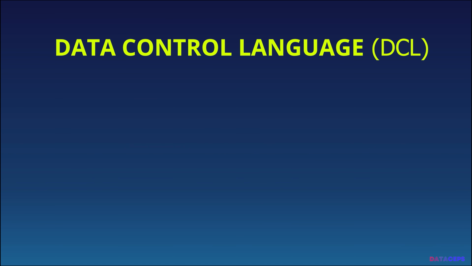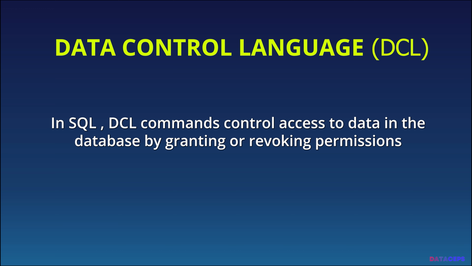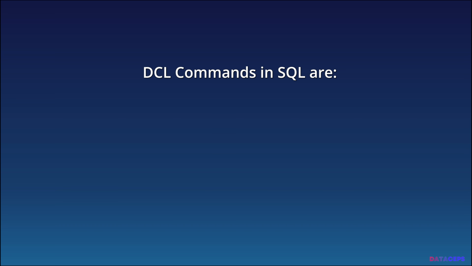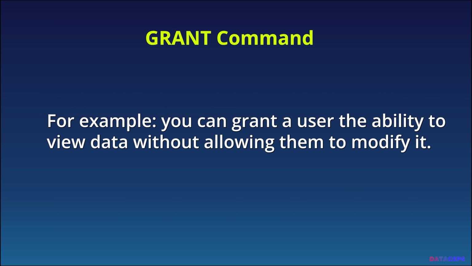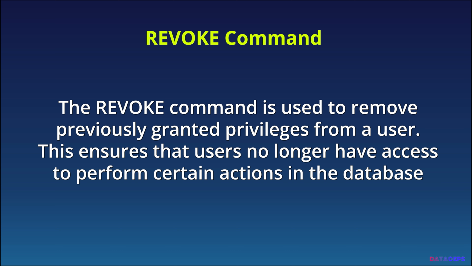Data Control Language. In SQL, DCL commands control access to data in the database by granting or revoking permissions. DCL commands in SQL are grant and revoke. Grant command. The grant command is used to give specific privileges or permissions to a user. For example, you can grant a user the ability to view data without allowing them to modify it. Revoke command. The revoke command is used to remove previously granted privileges from a user. This ensures that users no longer have access to perform certain actions in the database.